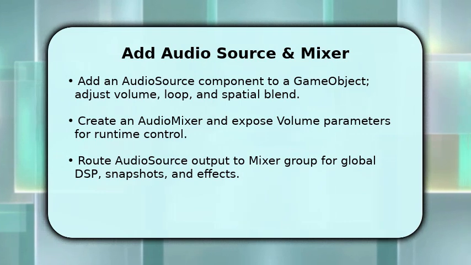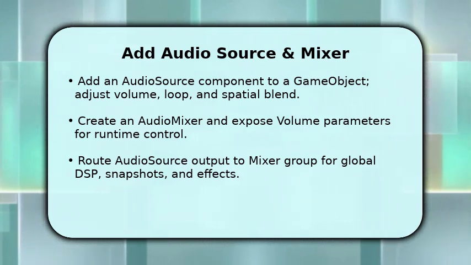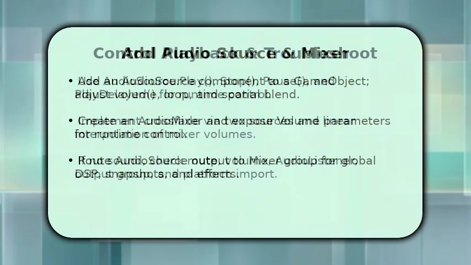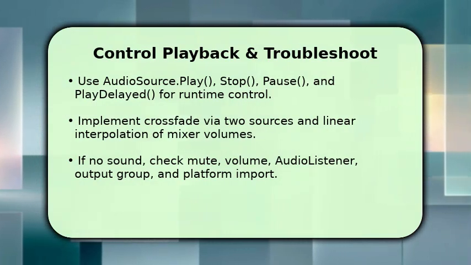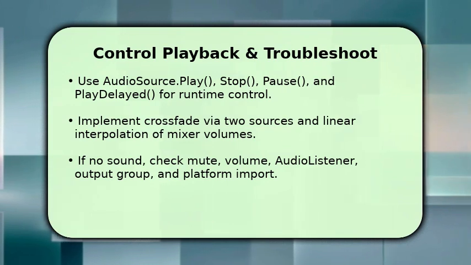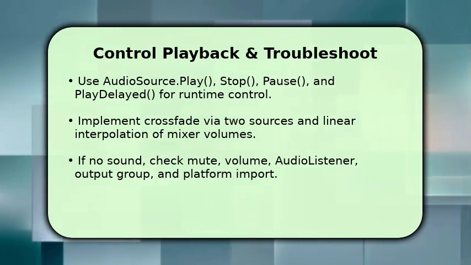Finally, control playback through code. Keep an audio source reference and call play, stop, or pause. For smooth transitions, crossfade by alternating two audio sources and lerping their mixer group volumes.